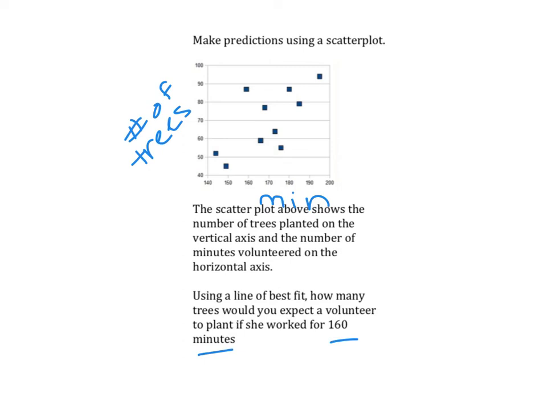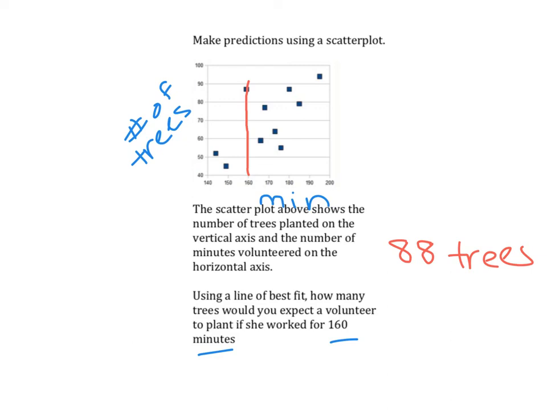All right, so let's locate 160 minutes on our graph. And I'm going to draw a line coming up, trying to locate the number of trees. So notice that the number of trees is going up by tens. And so it's between 80 and 90, not quite to 90, but it's further away from 80. So I would say we could expect about maybe 88 trees that you would find a volunteer to plant if they worked for 160 minutes.